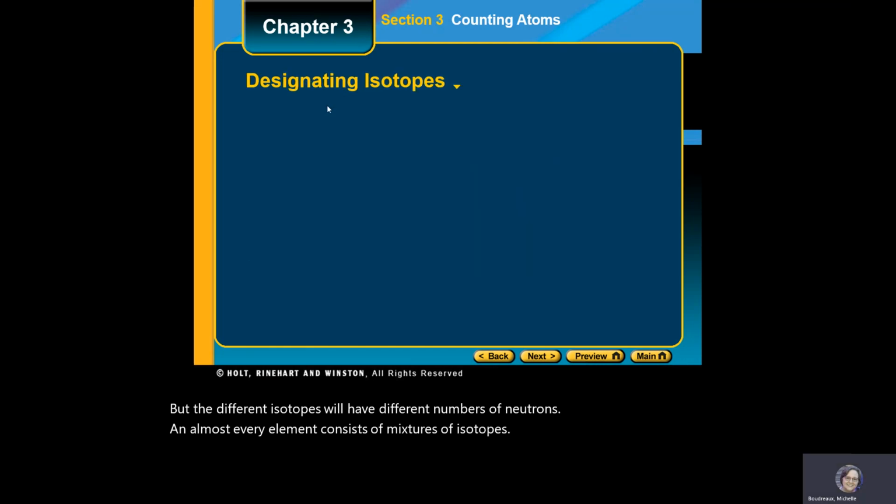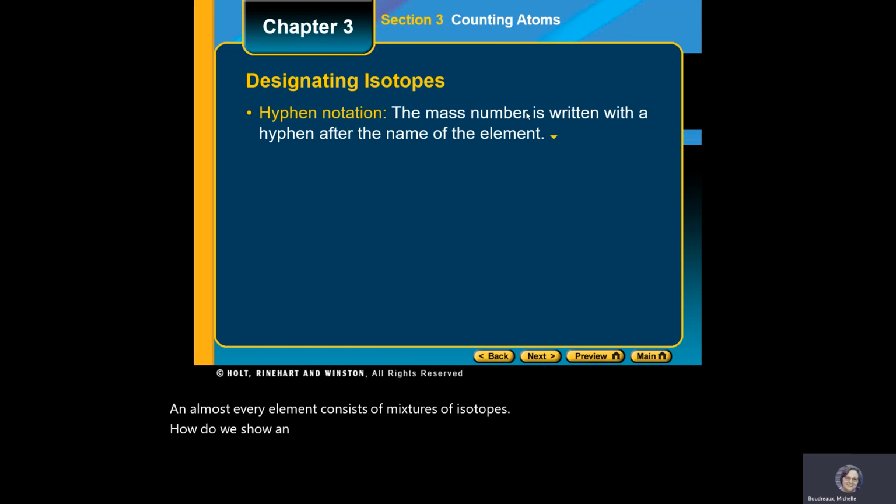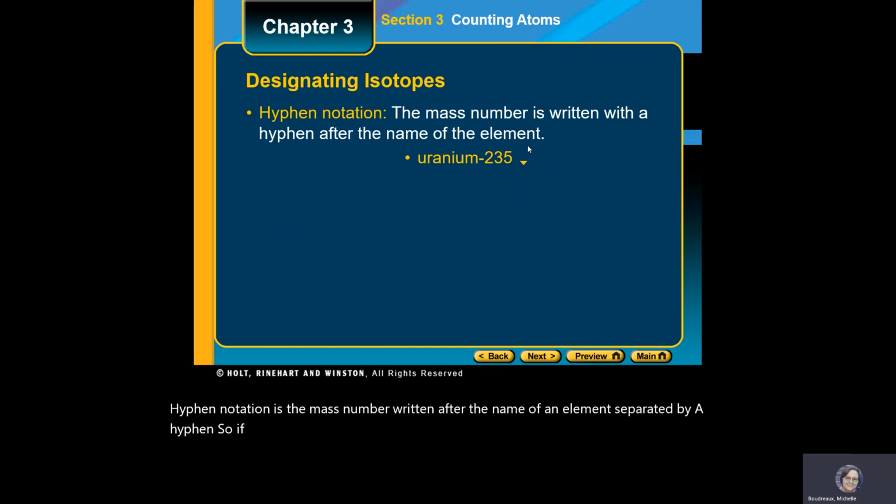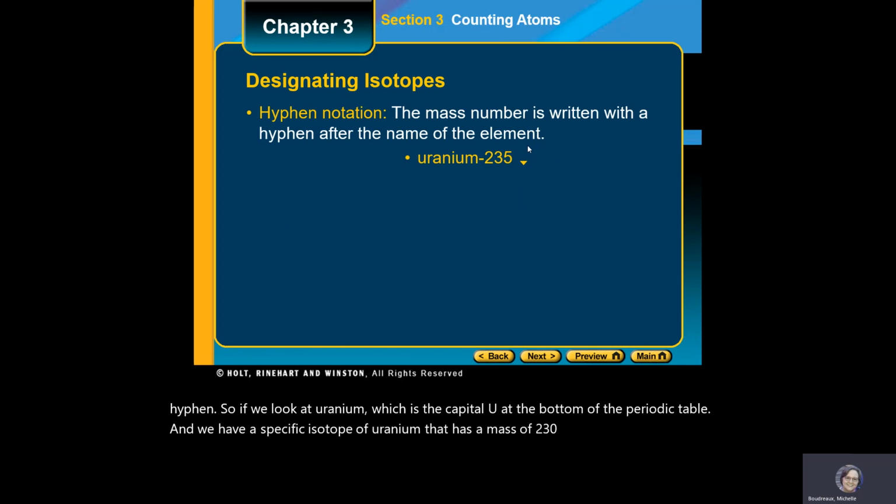How do we show an isotope? Well, there are 2 methods of showing isotopes. One is called the hyphen notation. Hyphen notation is the mass number written after the name of an element, separated by a hyphen. So if we look at uranium, which is capital U at the bottom of the periodic table, and we have a specific isotope of uranium that has a mass of 235, we write it uranium-235.